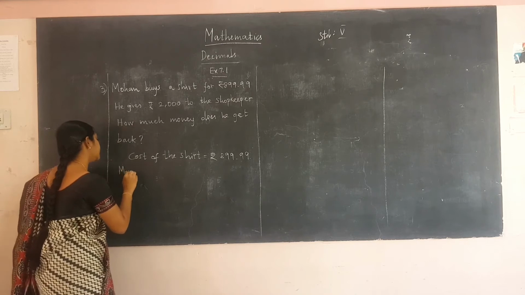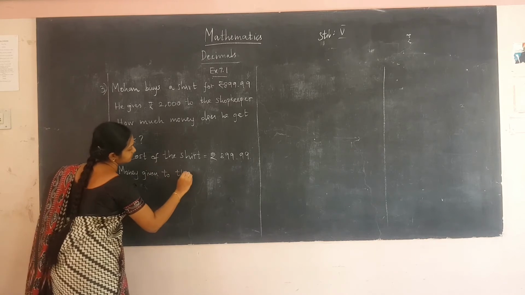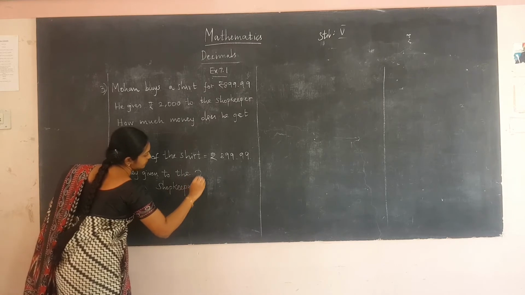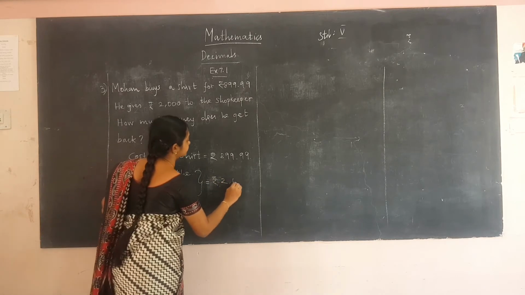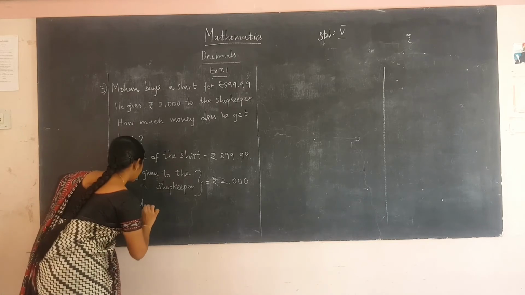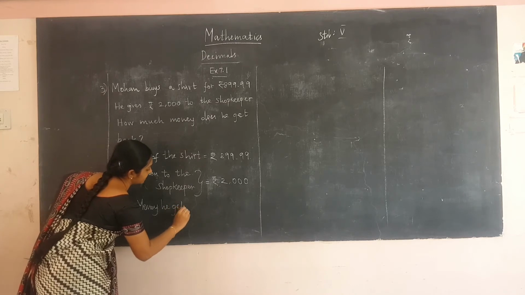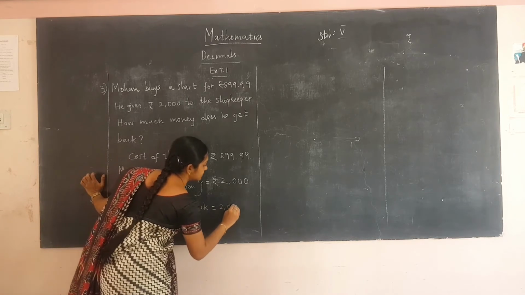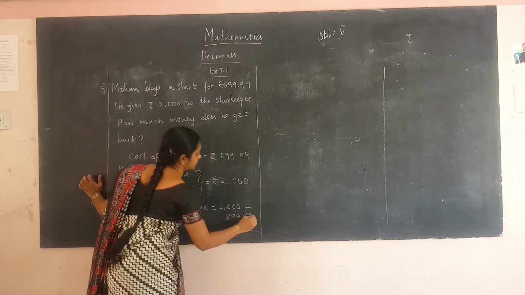Next, money given to the shopkeeper. Money given to the shopkeeper is rupees 2000. What we have to find? Money he gets back. Money he gets back is equal to 2000 minus 899.99.